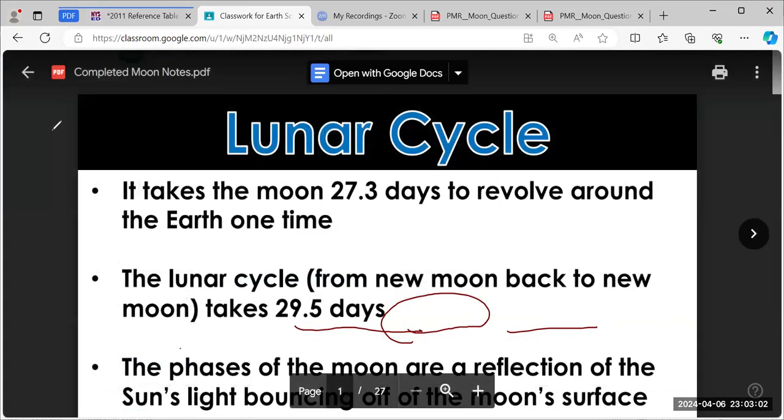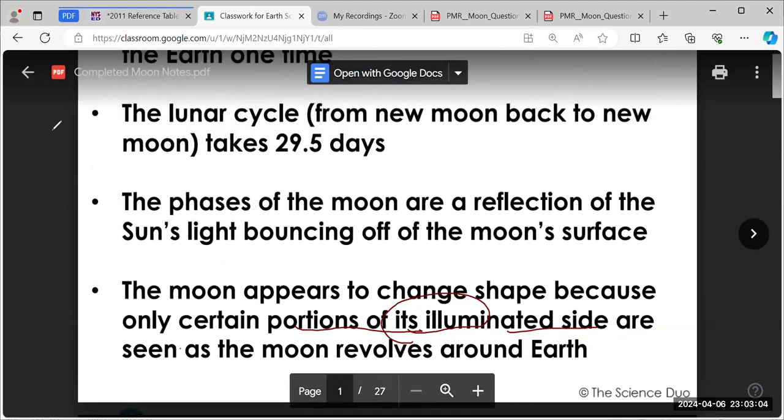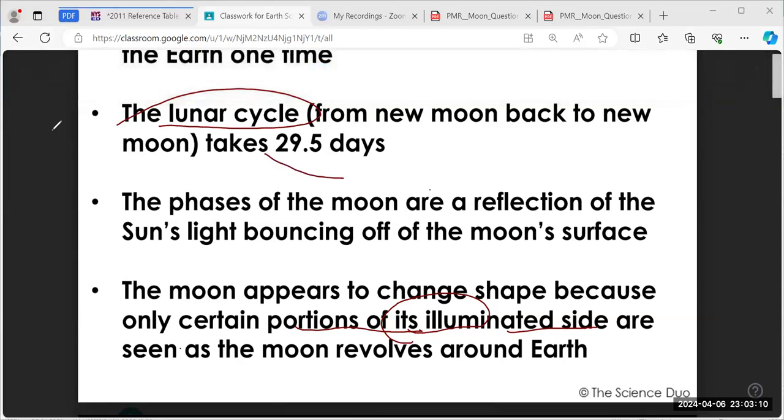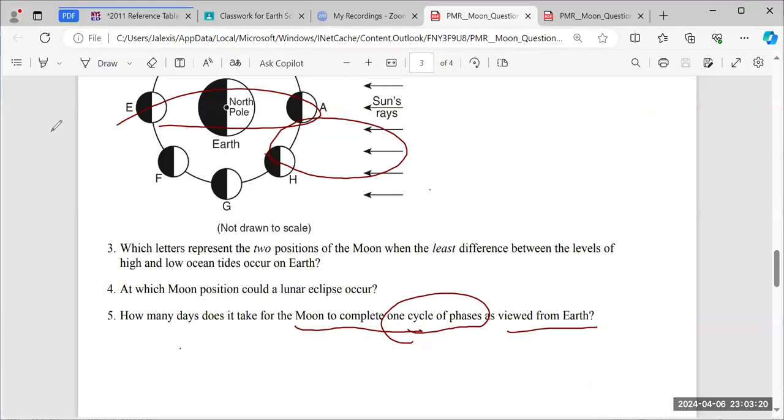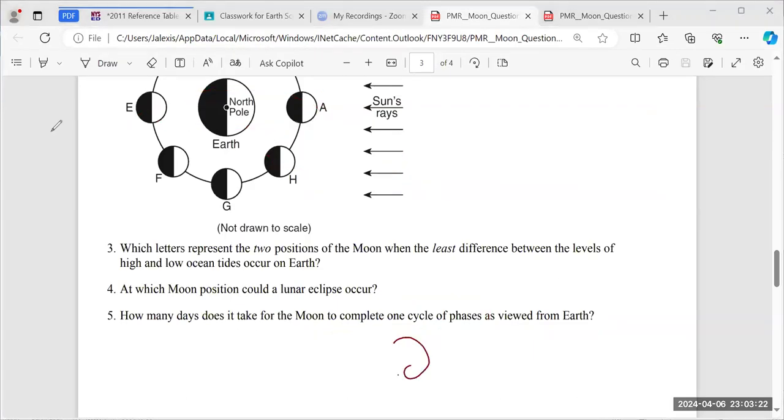We open the PDF. And it says right here, the lunar cycle, from the new moon back to the new moon, takes 29.5 days. 29.5 days to complete a lunar cycle. So the correct answer is going to be 29.5 days to complete the lunar cycle.